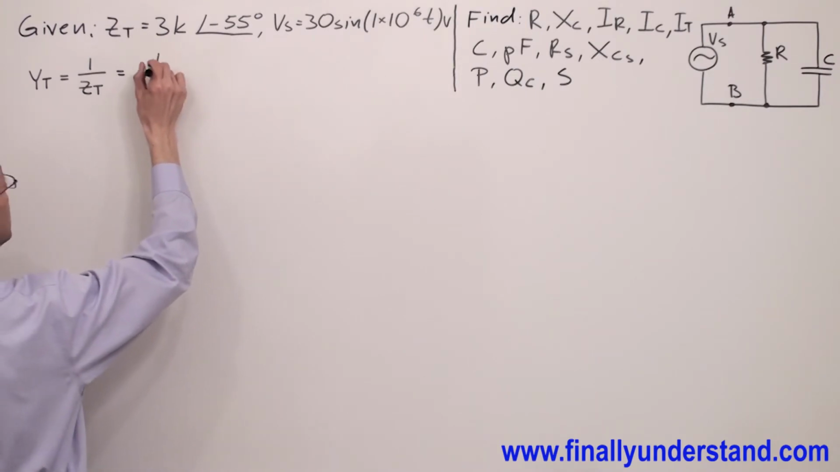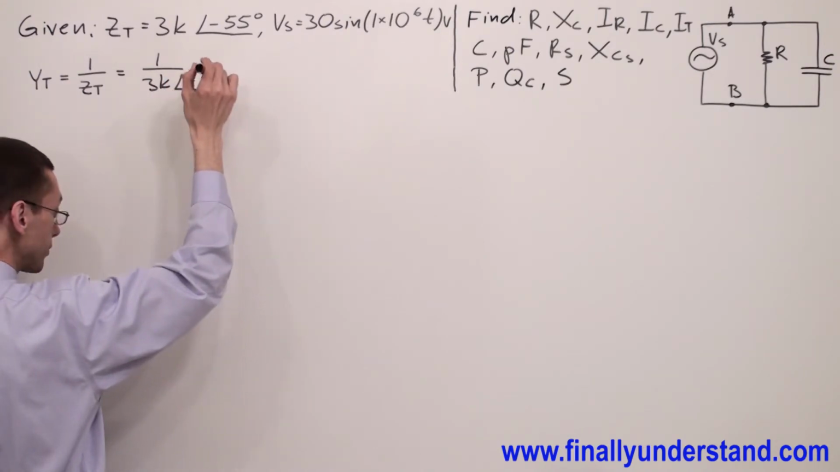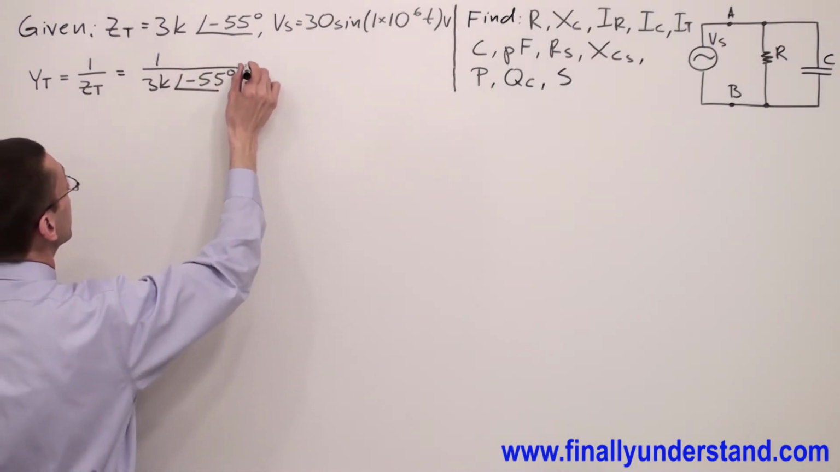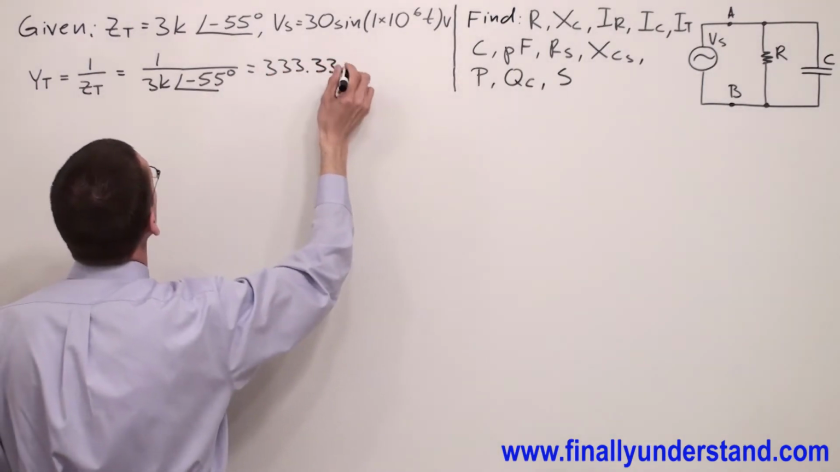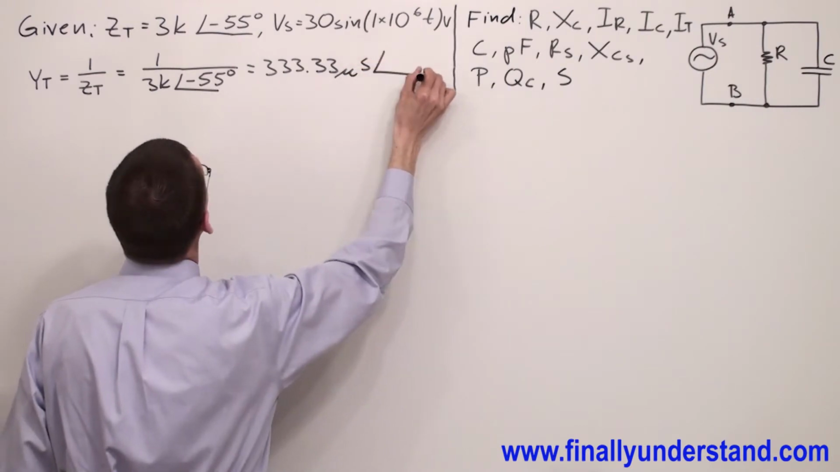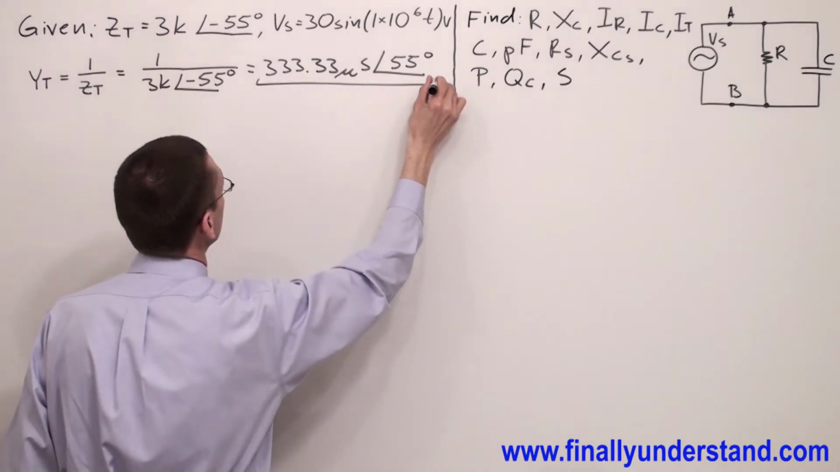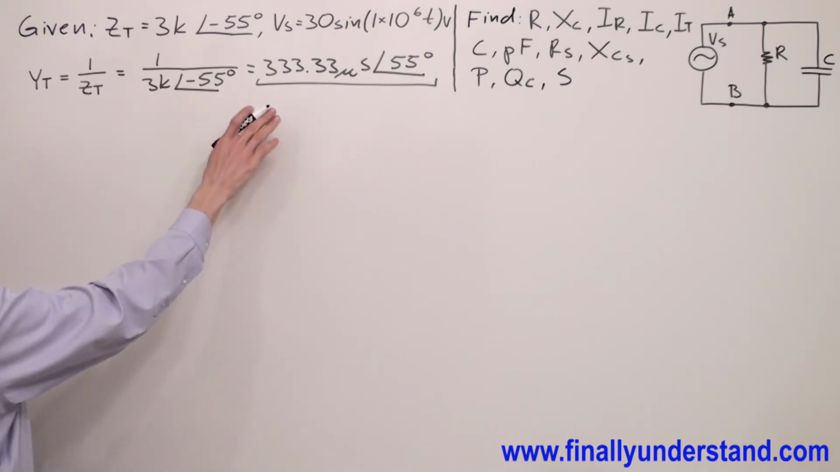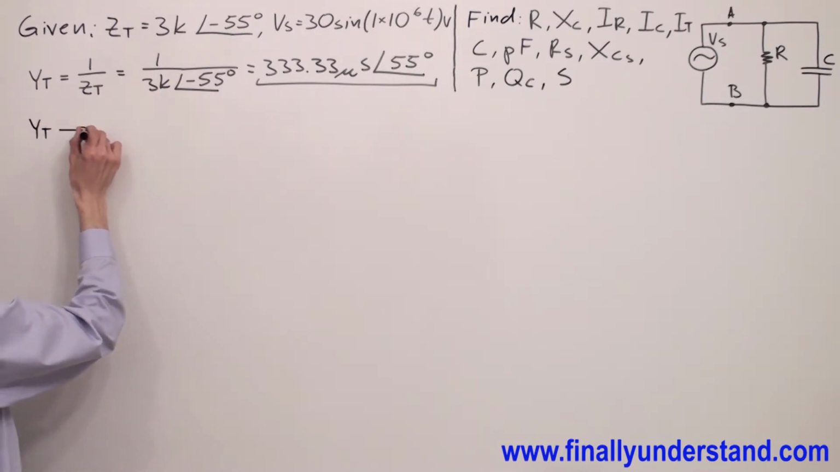So this is equal to 1 divided by 3 kilo and angle of negative 55 degrees. This is equal to 333.33 microsiemens and angle of 55 degrees. Next, we're supposed to convert the polar form to rectangular form. So Y total has to be changed to rectangular form.